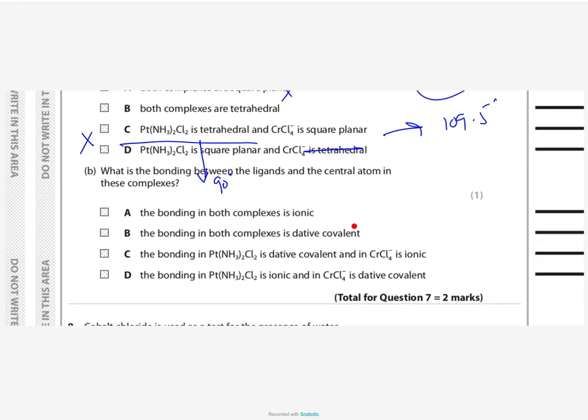What is the bonding between ligands and the central ion in these complexes? We know the bonding is a dative bond. That's a straightforward question. Coordinate bonds or dative bonds.